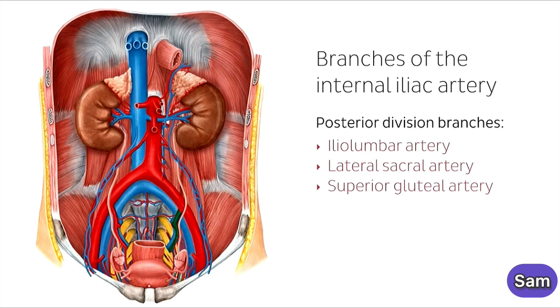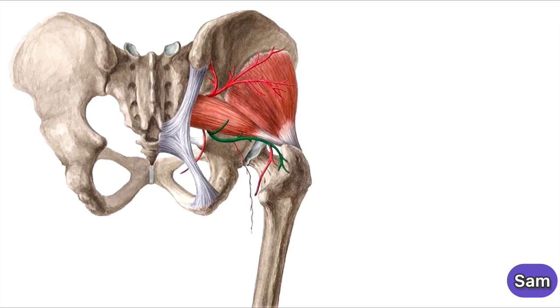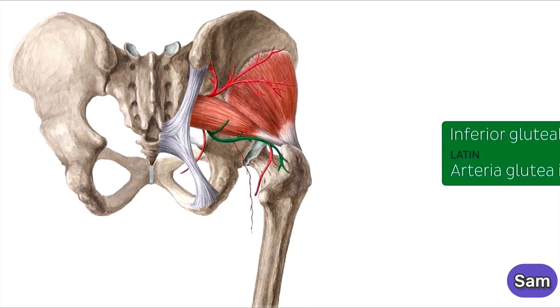So the easiest way to remember which ones belong to which is to memorize the 3 that belong to the posterior division, and from that you can remember what branches are in the anterior division. The first branch we're going to look at today is a branch of the anterior division, the inferior gluteal artery.